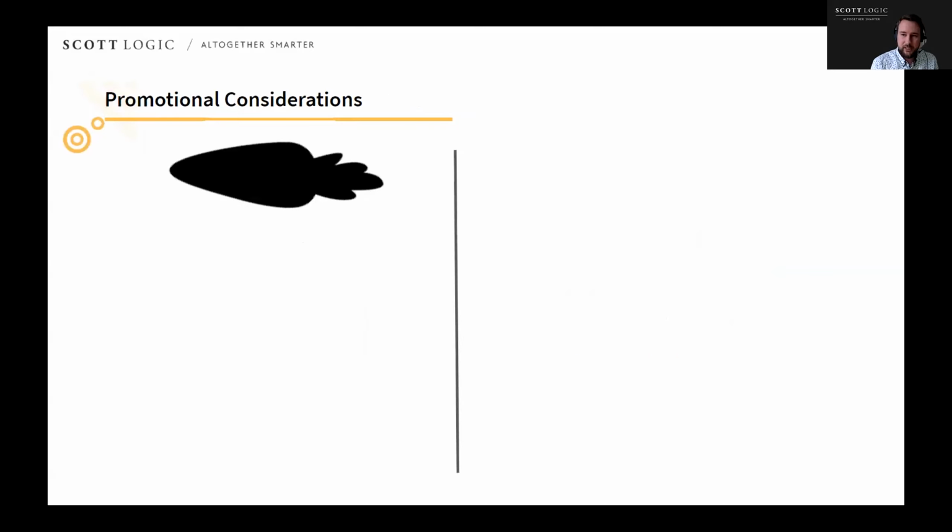The final area I'd like to touch on is the promotion of your API. And this is not just for public APIs, it's important for private APIs as well. For public APIs, primarily, it's all about providing a carrot to encourage users to try your API. And so there's some things you can think about here.